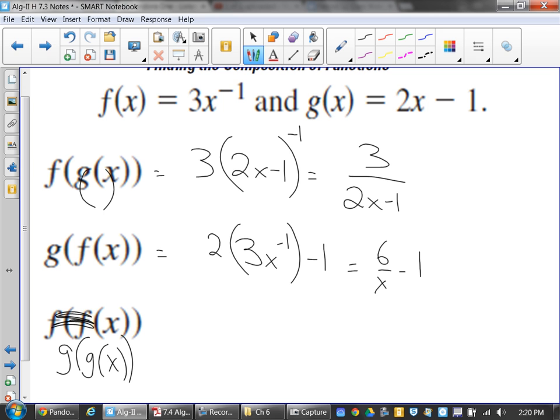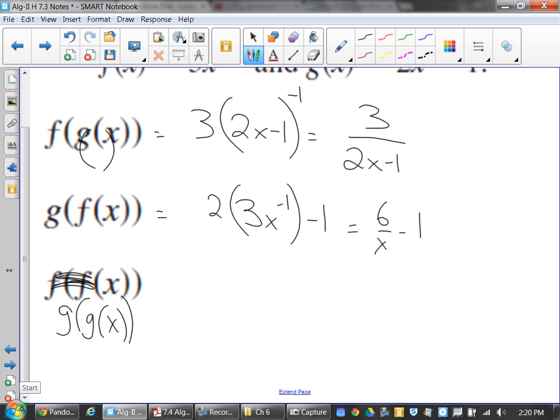Right. Now, g of g of x, same idea. We take the g equation, which was 2x minus 1, and we surround it with 2 and a minus 1. What do you get? 4x minus 3.